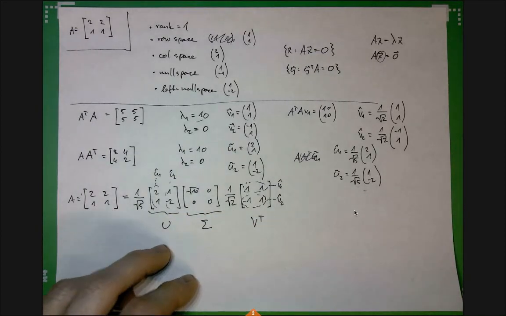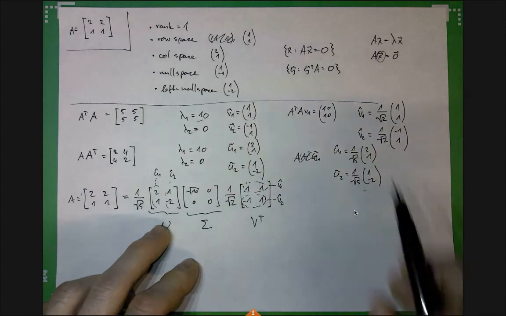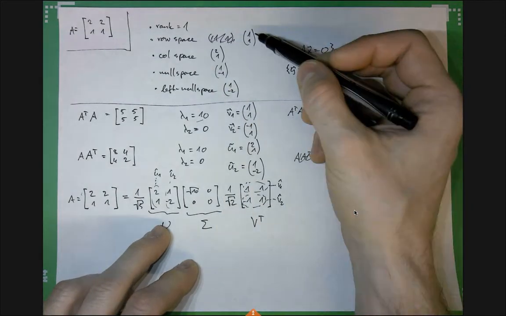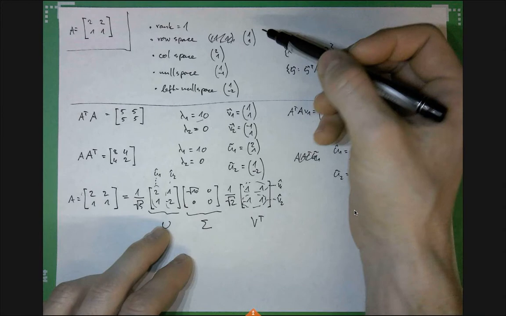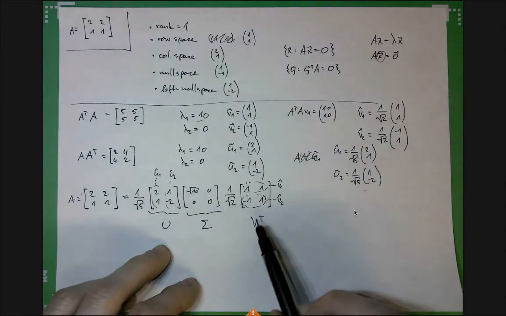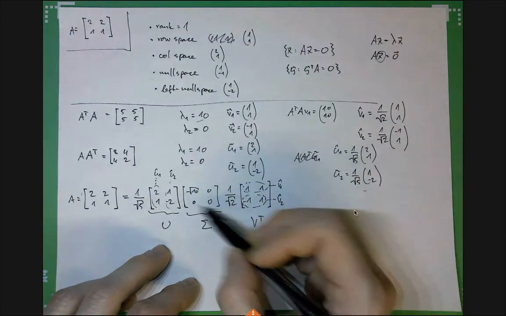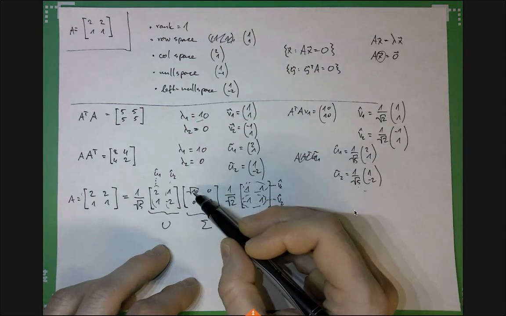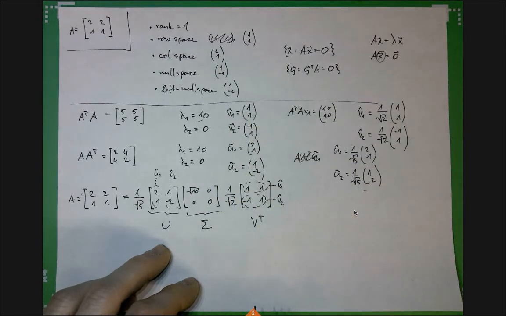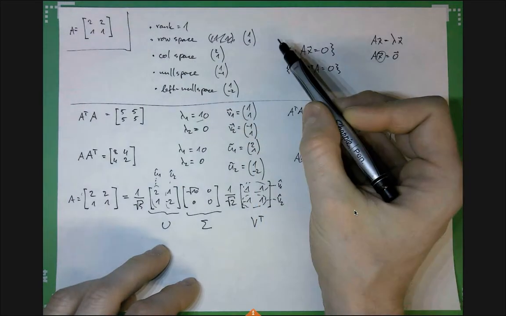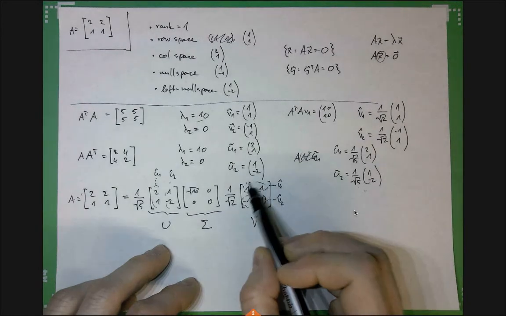And now watch this. Previously we discussed what the properties of the matrix are, and from SVD you can immediately see all of this. So we discussed what the rank is. The rank you can see here. There is 1, 0, so 1 non-zero, which means it's rank 1. The row space, where is the row space? The row space is here.